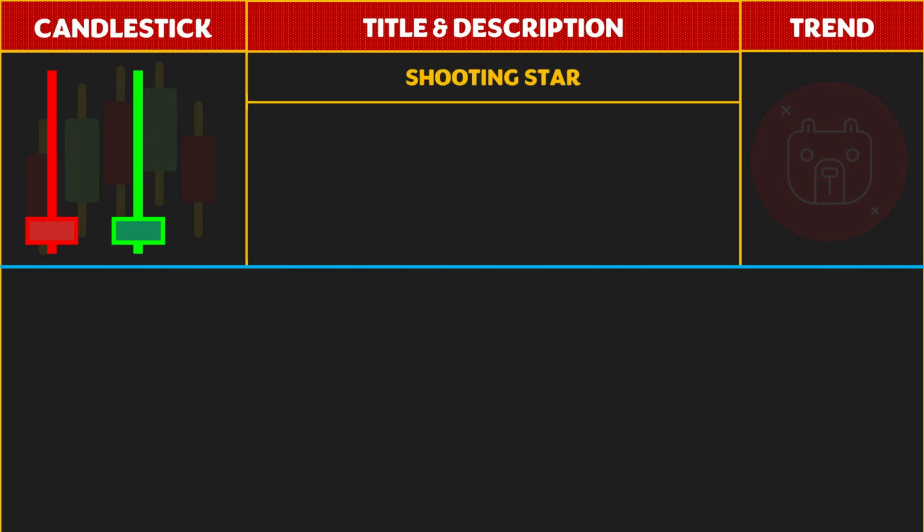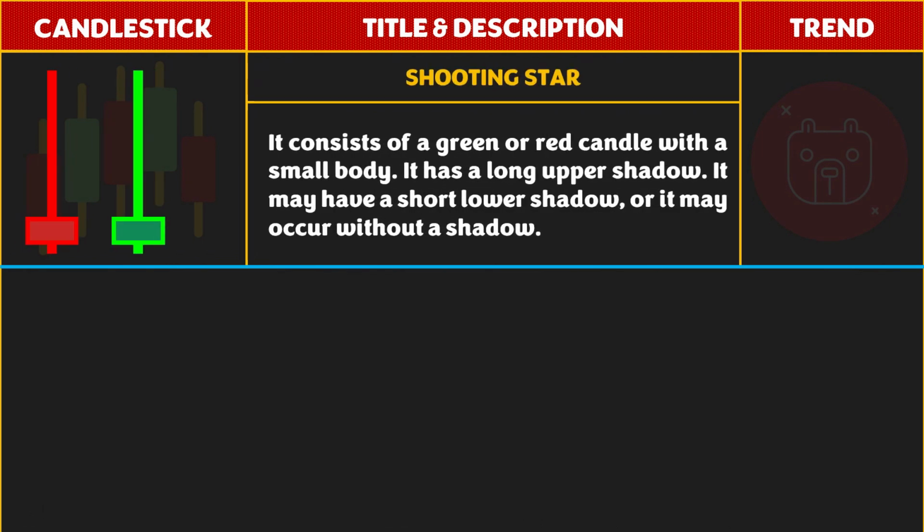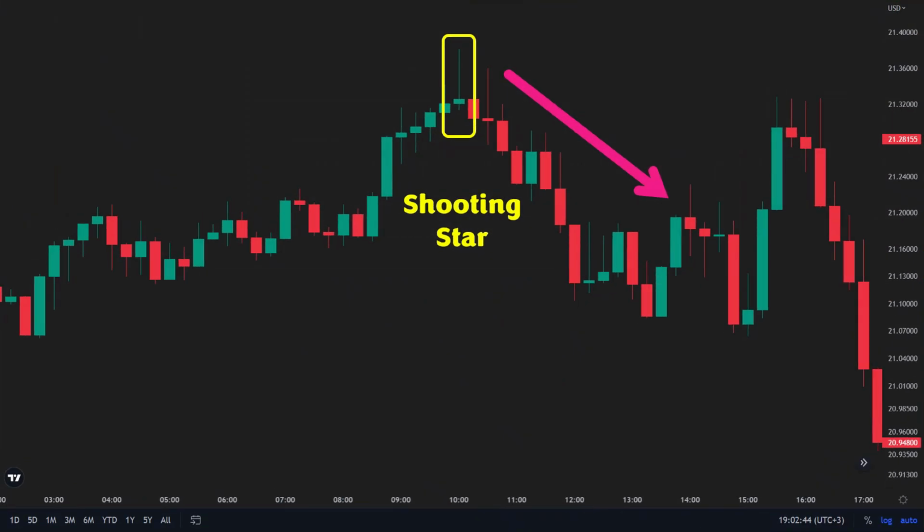Shooting star. It consists of a green or red candle with a small body. It has a long upper shadow. It may have a short lower shadow, or it may occur without a shadow. A shooting star, which looks like an inverted hammer, occurs in uptrends and is considered a bearish signal. An example of the shooting star is shown in the image. After the formation of the shooting star, it is seen that prices fall.